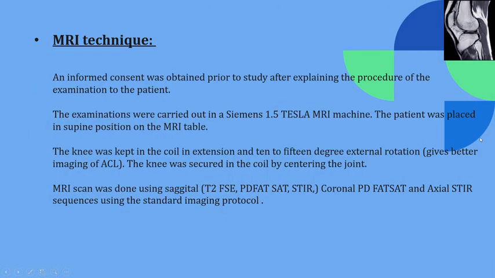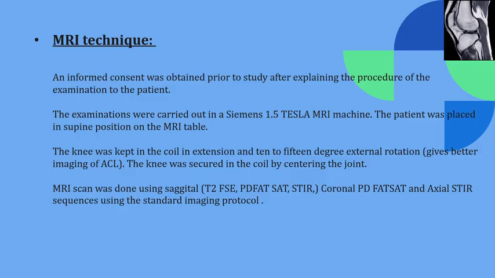For the MRI technique, informed consent was obtained prior to the study after explaining the procedure of the examination to the patient. The examinations were carried out in a Siemens 1.5 Tesla MRI machine. The patient was placed in supine position on the MRI table. The knee was kept in the coil in extension and 10 to 15 degrees of external rotation because it gives better imaging of the anterior cruciate ligament, and the knee was secured in the coil by centering the joint.